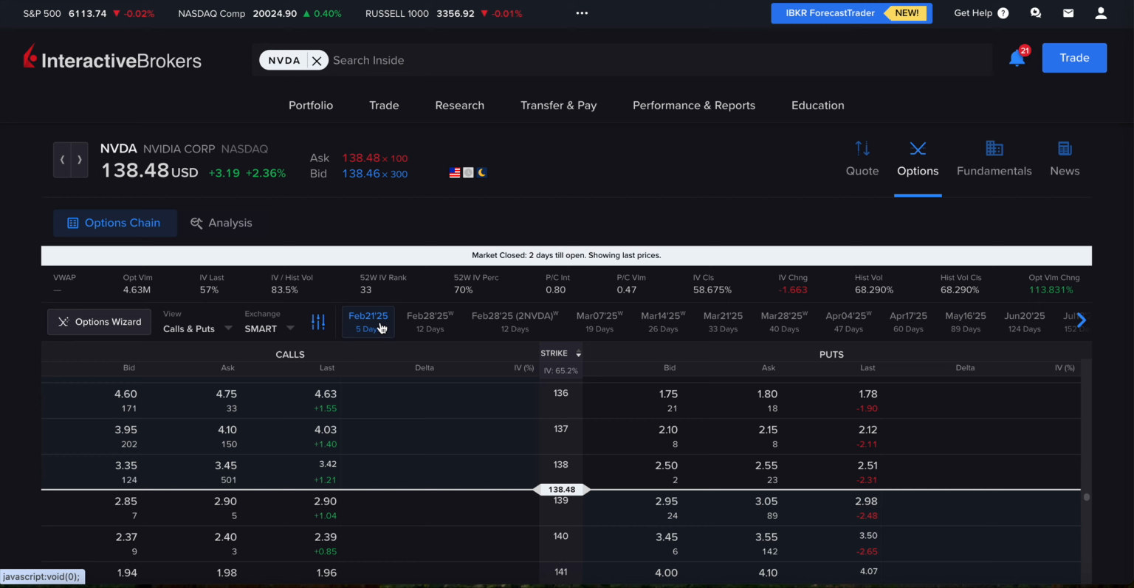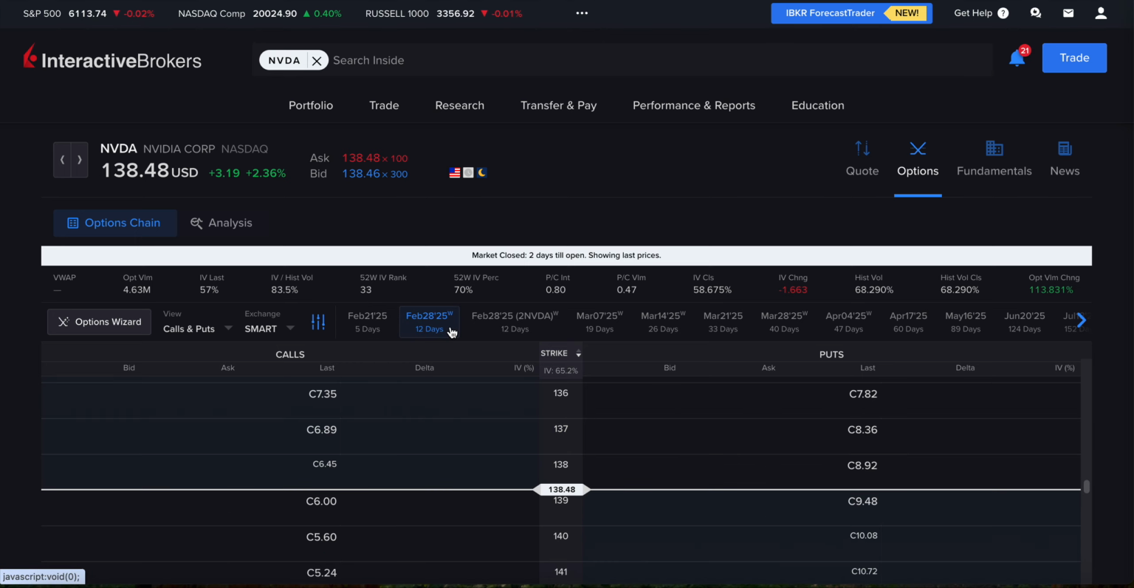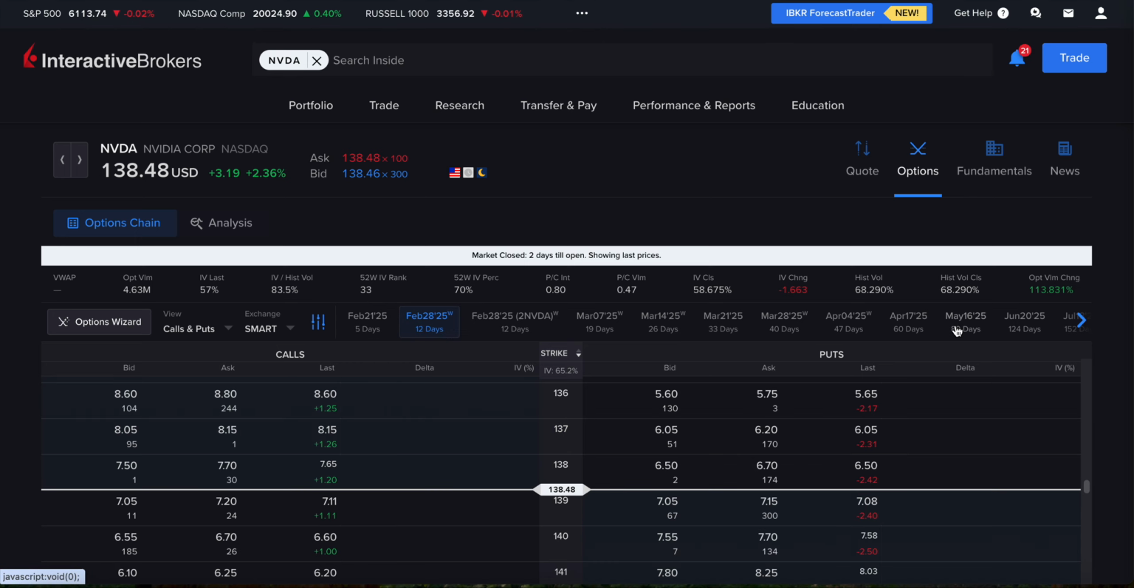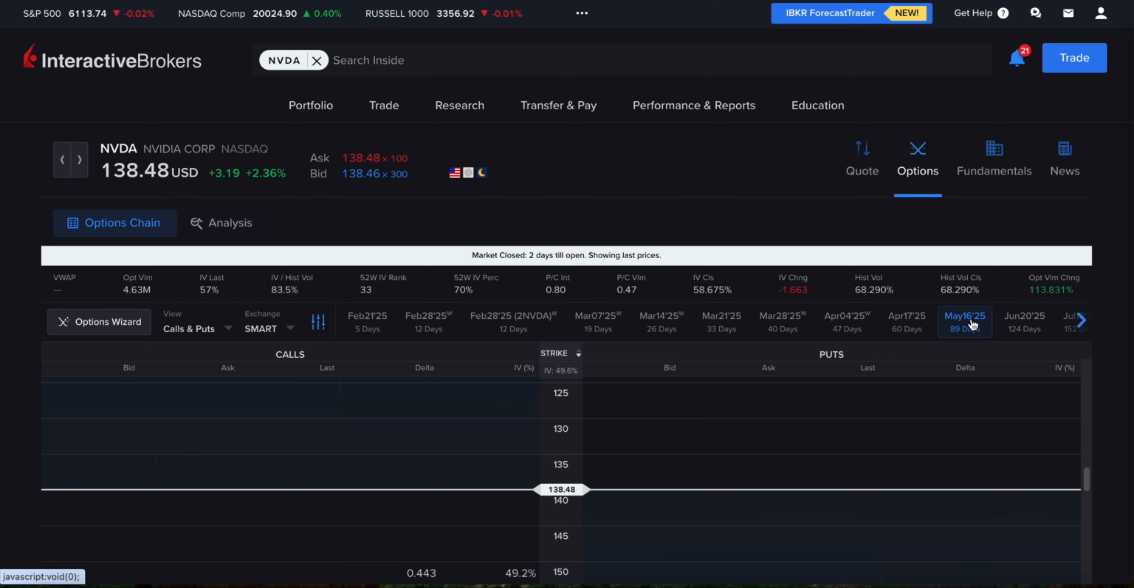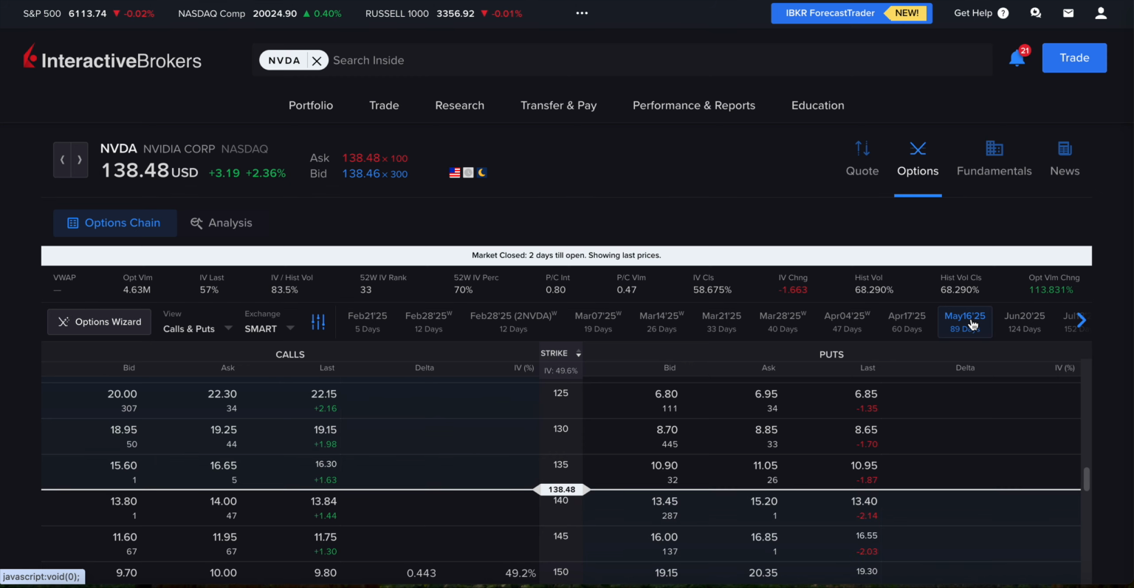Now, let me summarize the main differences. Expiration frequency: weekly options expire every Friday, while monthly options expire on the third Friday of every month. Volatility: weekly options often experience higher volatility due to the shorter time frame. Monthly options typically offer lower volatility, providing stability.